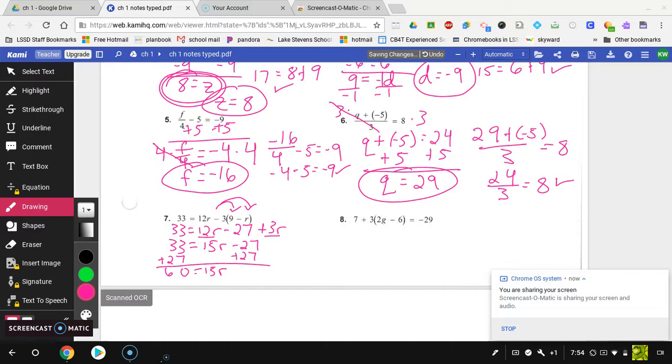To get rid of the 15, it is attached by multiplication, so we're going to use division. We'll divide both sides by 15. 60 divided by 15 is 4, so I know that r is 4.